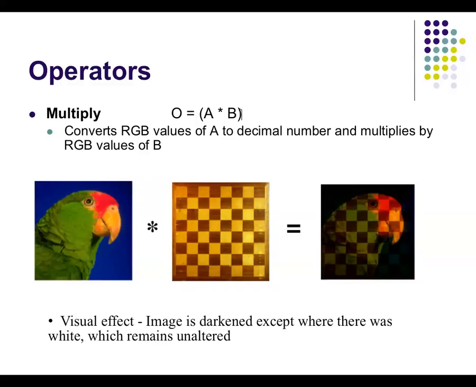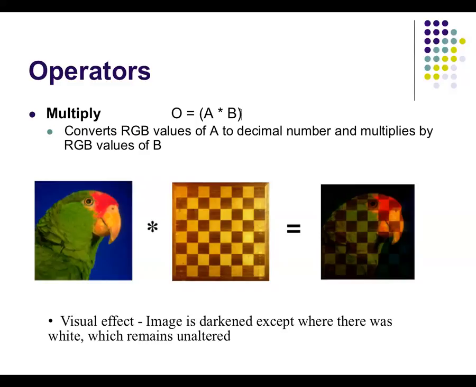The last one that I'll show you is called multiply, and this is one that we're actually going to use. So multiply is going to take the operator O equals A multiplied by B. What this does is it takes your image, takes a second image, converts the RGB values of one of those to a decimal number, and then multiplies that decimal number by the corresponding value in the other one. So what you're doing now is you're multiplying.